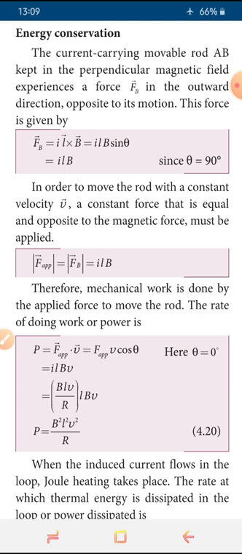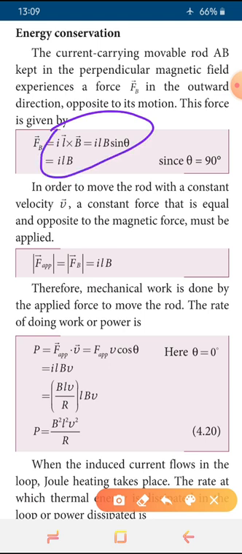The current carrying movable rod AB is kept in a perpendicular magnetic field. Now it experiences some force in the outward direction, which is acting opposite to the motion. Then we can write the force. We are using the formula from the magnetic Lorentz force. F_B vector is equal to I L vector cross B vector. That equation can be written as BIL sin theta. And already we know it is acting perpendicular, so theta will be taken as 90 degrees.